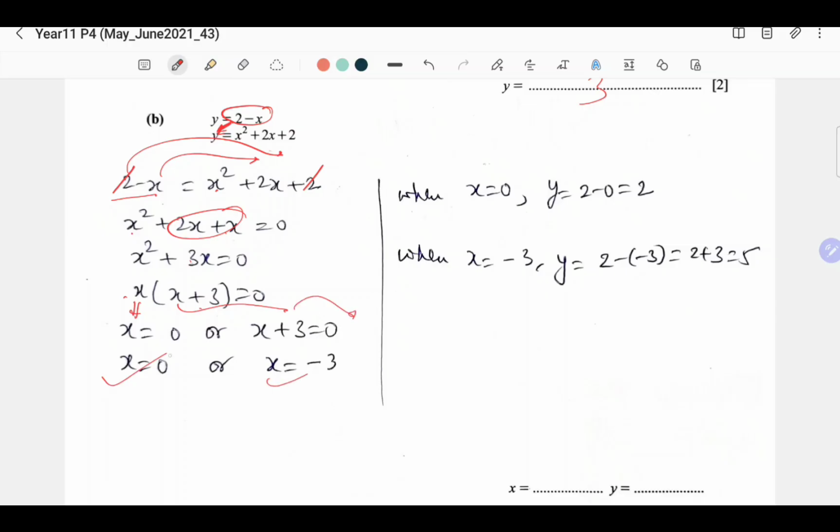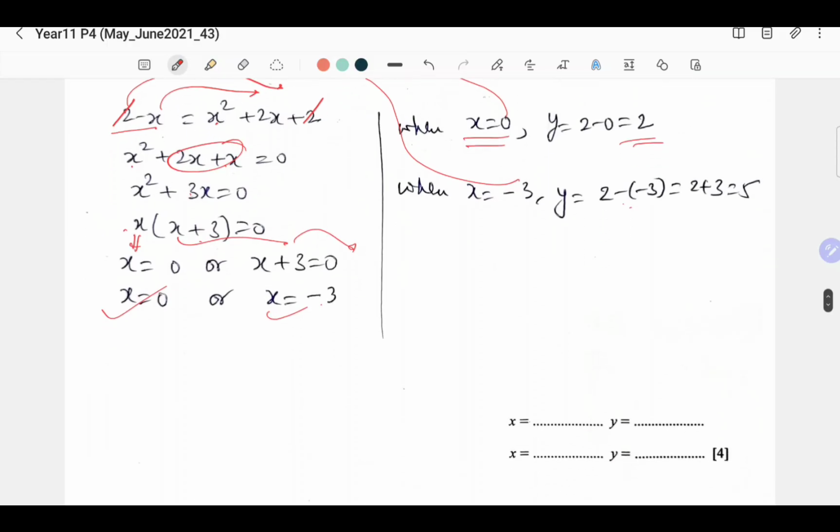Okay, so now we have to find y also. So when x is 0, just put 0 here, 2 minus 0, which is 2. And when x is minus 3, put x as minus 3 here. So 2 minus of minus 3, which is 2 plus 3, 5. So when x is 0, y is 2, and when x is minus 3, y is 5.